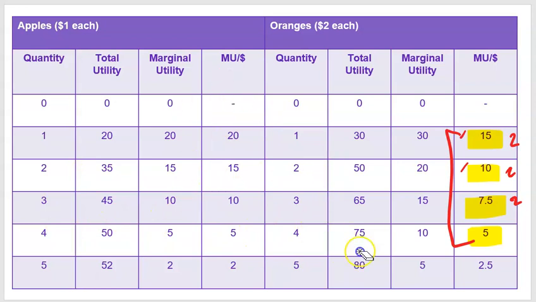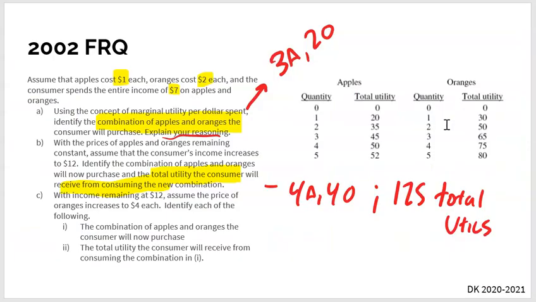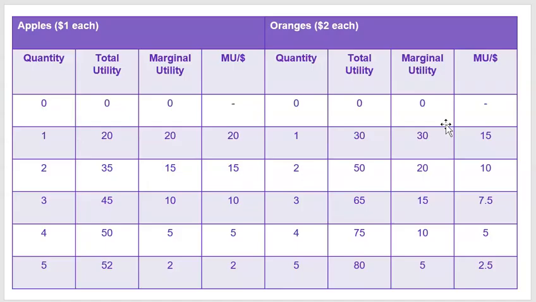So let me erase all this. All right, so our last question is saying our income remains at $12, but the price of oranges increases to $4. So what is the ideal combination of apples and oranges, and what is the total utility from consuming that ideal combination here? Right? So apples still remain $1, but the price of oranges is now $4 here. So let's change that.